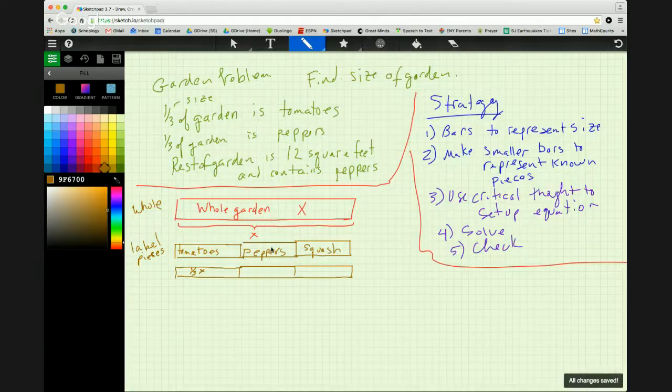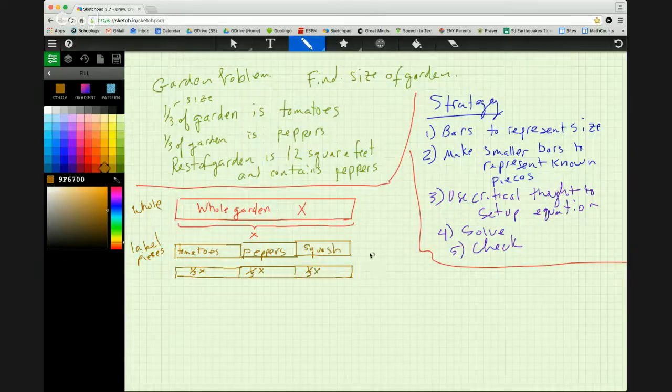And we know that our peppers is also a third of X. So we're going to write that 1/3 of X. And we don't really know what fraction our squash is. But we kind of do know what fraction, because if the tomatoes are a third and the peppers are a third of X, then the squash must be the remaining third. So that'd be a third of X.